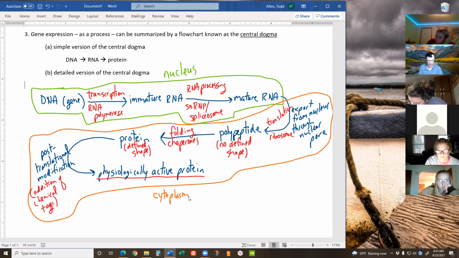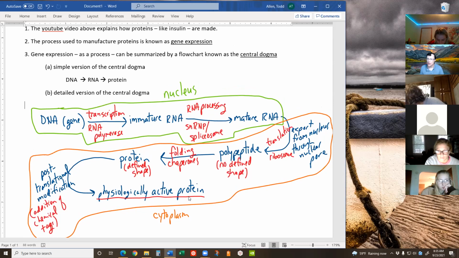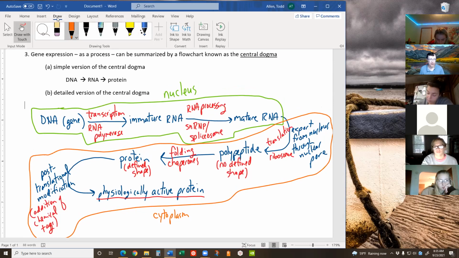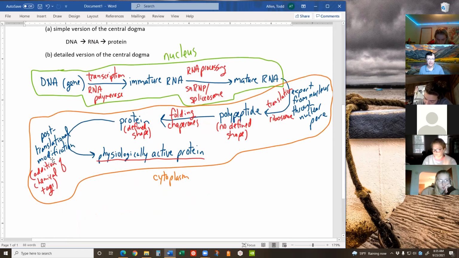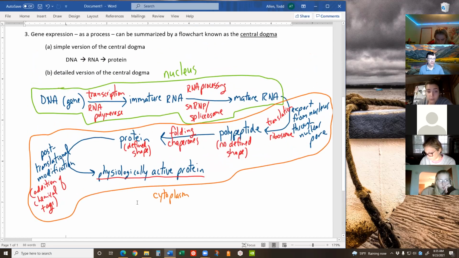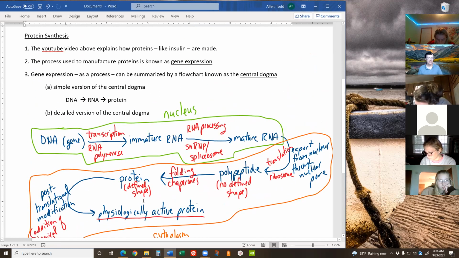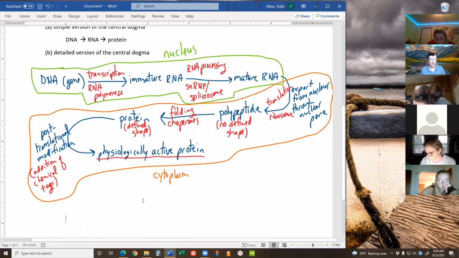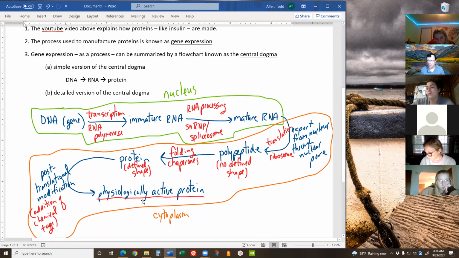All right, so this gives you an overview of the process of gene expression, which is described by this pathway called the central dogma, which is what the video you saw at the beginning of class was all about. That's what the video was trying to show you, is how these various processes take place. So what we're going to do next is break these things down. I'm going to pick certain things and talk a little bit about each thing.